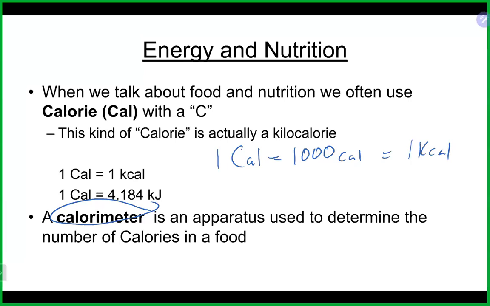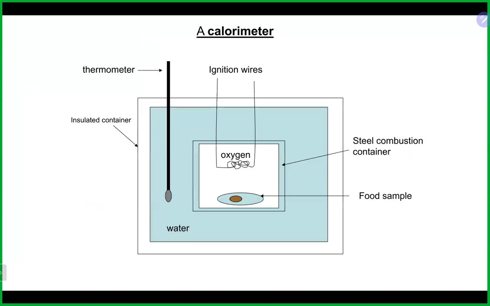Here's a look at a very isolated sort of apparatus, and that prevents any outside interference of energy coming in to affect the temperature of the water that's inside. So it's got some oxygen, some ignition wires. You spark it, and it sets it on fire. So as your cookie is burning, it's releasing all the heat and energy to the surrounding water. Once again, that water is only going to be affected by the food that's getting burnt.